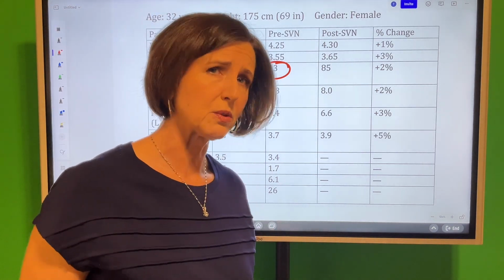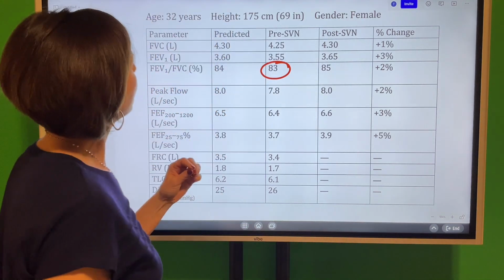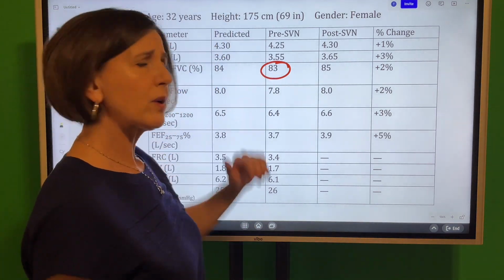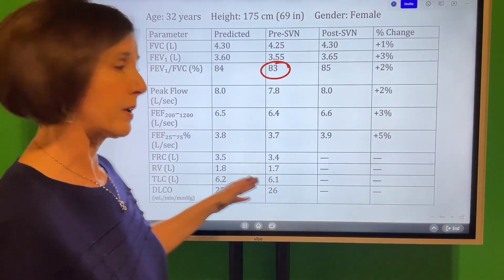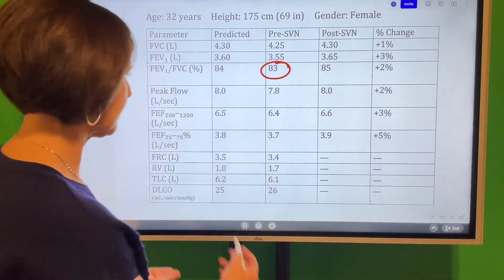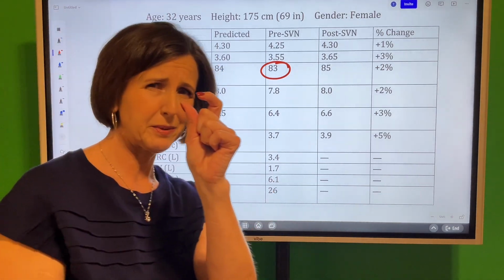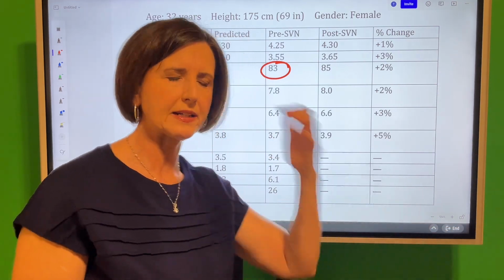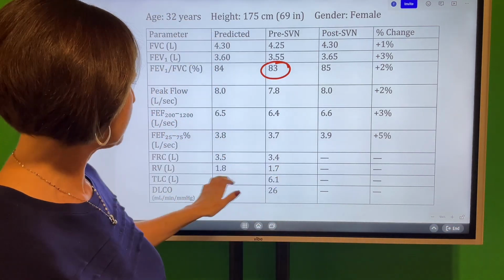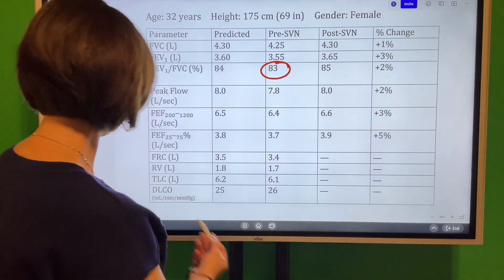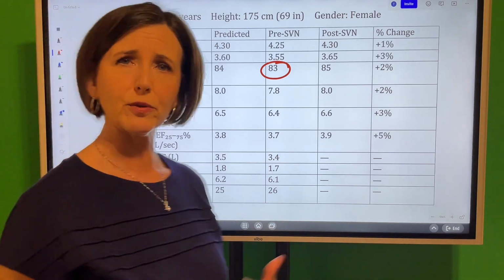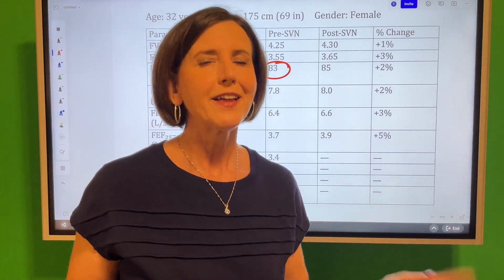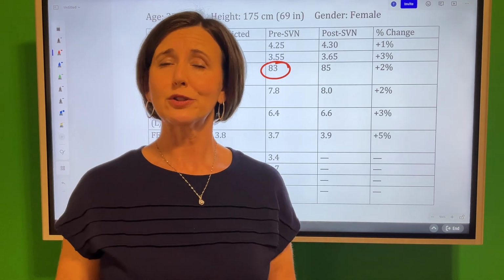That's normal. Okay, so now we know we're not obstructed. Well, we're not restricted either, right? Because these are normal. They're just a little bit off, and a little bit off doesn't matter. If they were 20% off, then it would make a difference. But these are barely moving from the normal values. And then when we look at DLCO, normal's 25, well, they're 26. This person doesn't have a restrictive disorder.